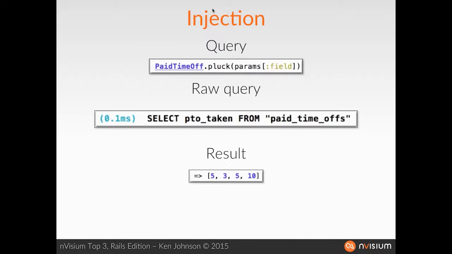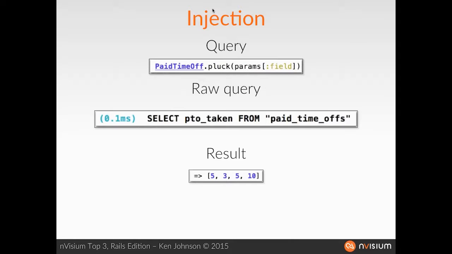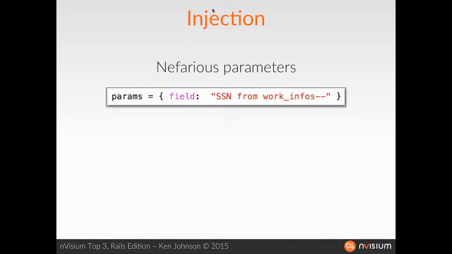So in our example, we use PaidTimeOff again, and we say, hey, I'm going to pass you this params field, which is the PTO taken value. And so what's happening is it says SELECT PTO taken FROM paid_time_offs, and there's the result: 5, 3, 5, 10. Cool, as it should be. But it gets a little weird because how this query works is it takes our input and puts it into a select statement. And it puts it in a way that's unsafe.